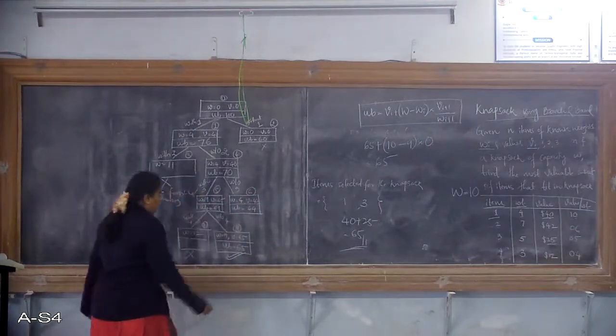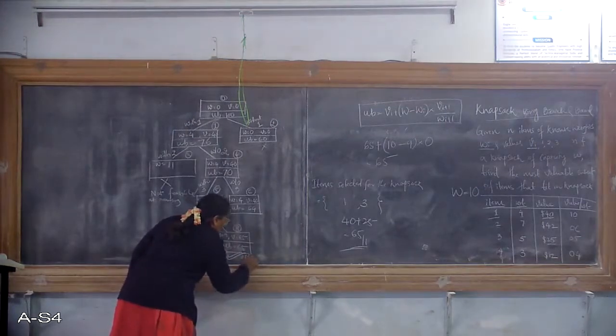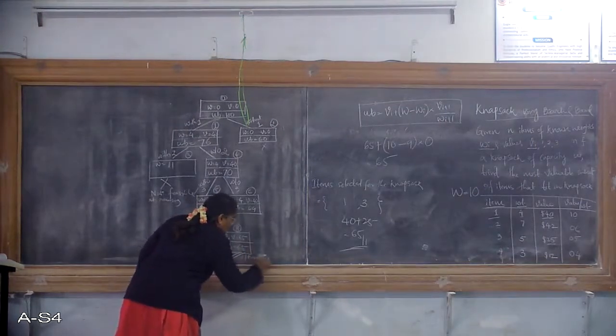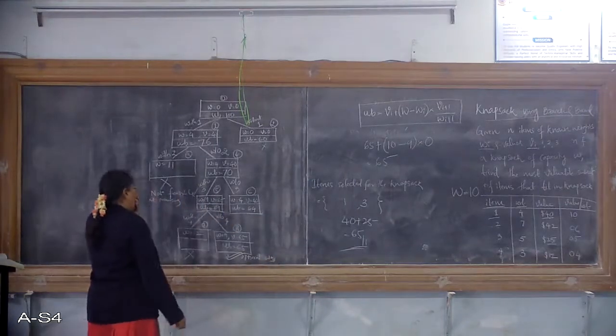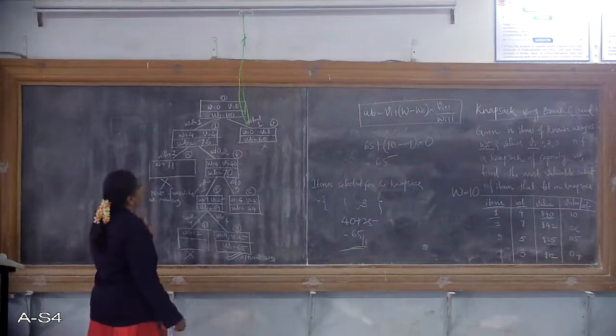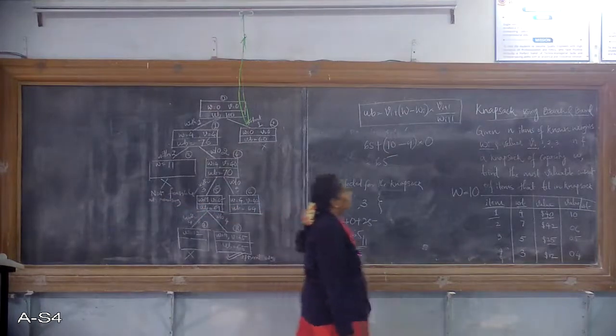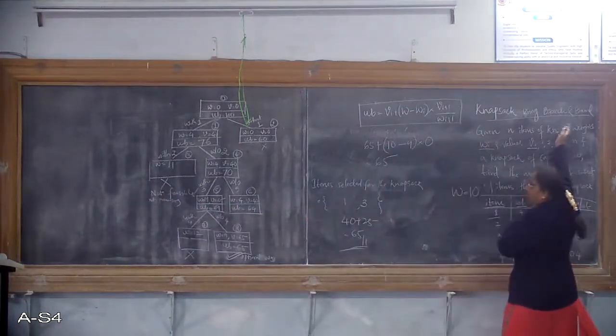Node 8 is the optimal. It has given me the optimal solution. Right? So this is how the knapsack problem is solved by using the branch and bound technique.